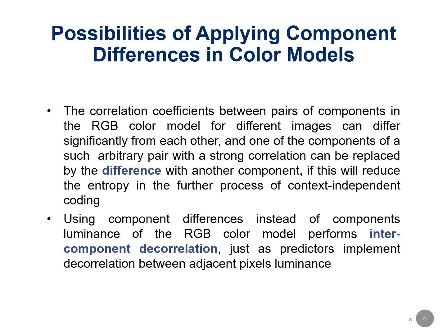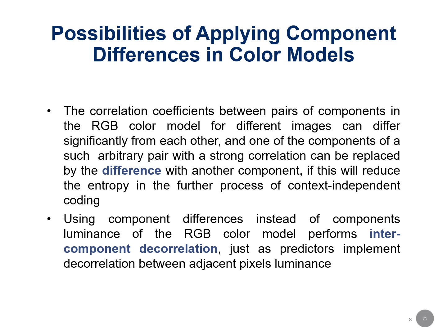Difference color models are used to maximize entropy reduction due to their intercomponent decorrelation. Therefore, they increase the efficiency of the application of the context-independent algorithm, although they don't directly perform data compression. For unambiguous decoding, there can be a maximum of two differences in the difference color model.